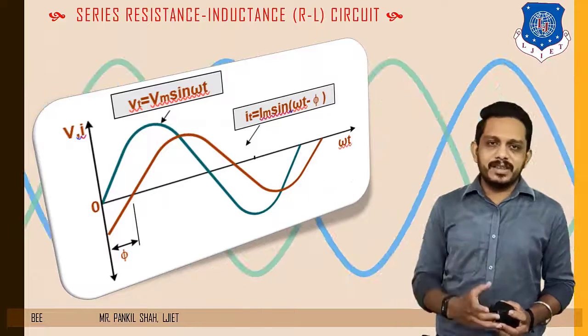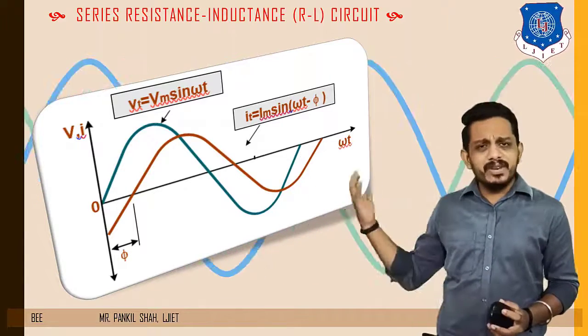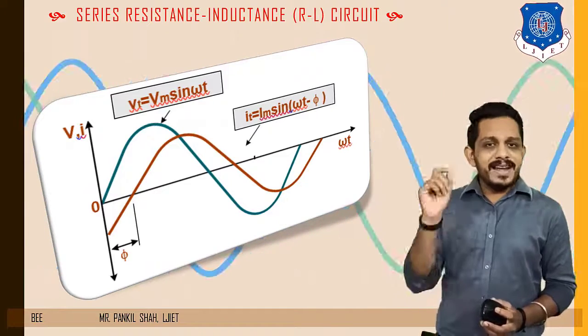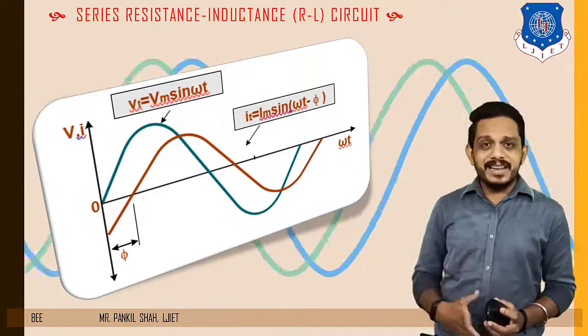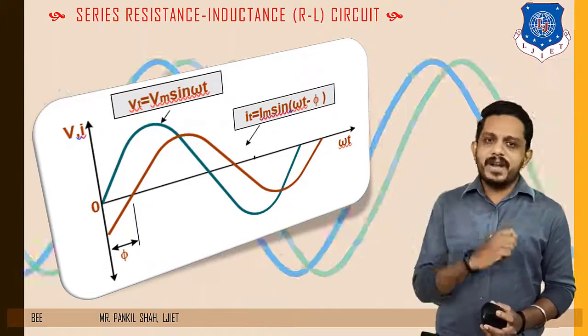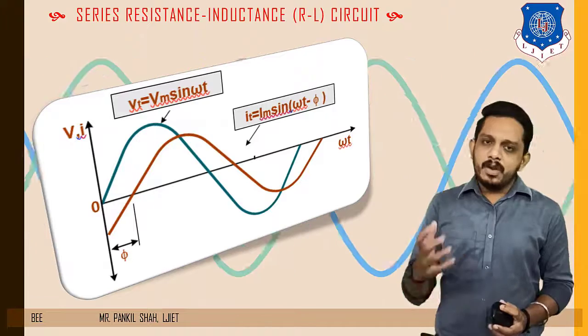So this is nothing but the waveform of voltage and current. Previously we have seen this waveform, but we drew the current waveform lagging by 90 degrees in a pure inductor. But in this case, we have to draw the current waveform lagging by 5 degrees. So this was all about the waveform.